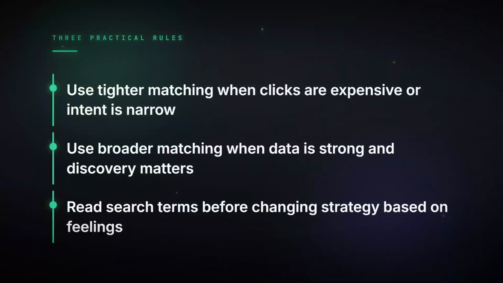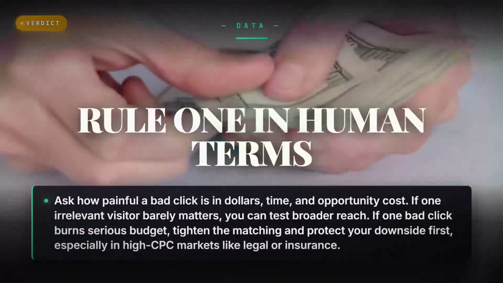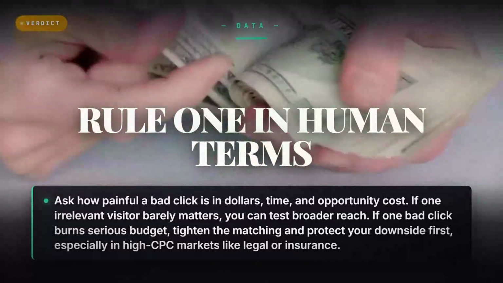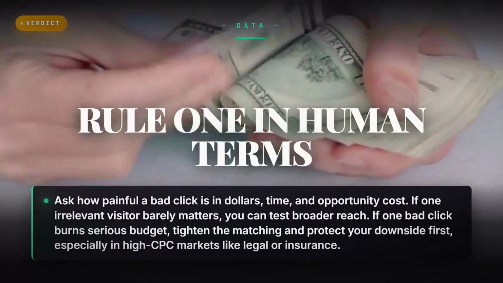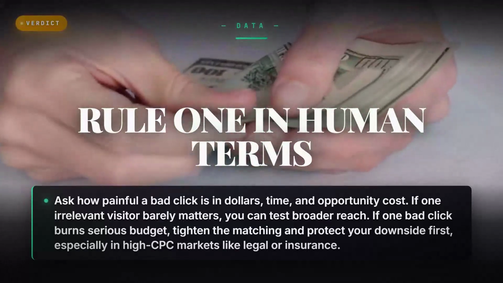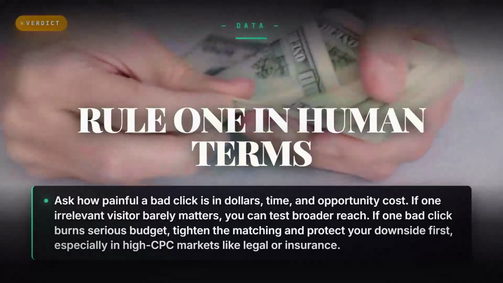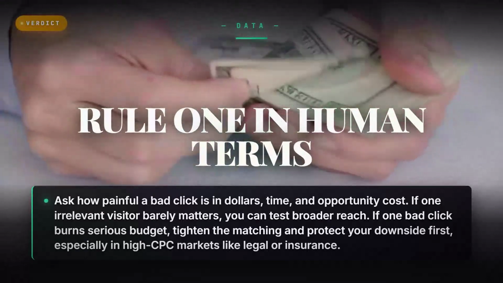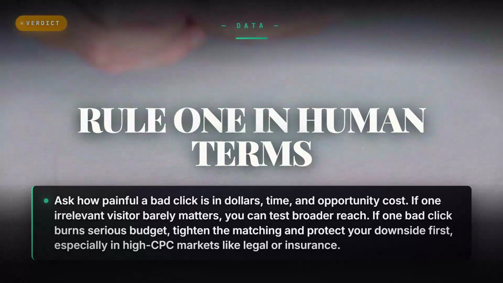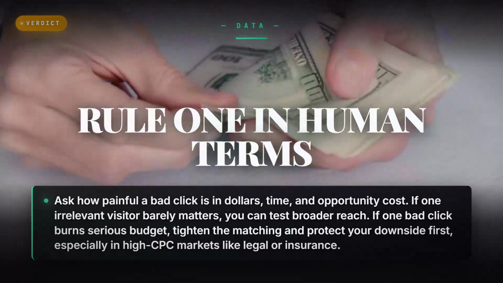If you remember only 3 things, make them these and ignore most shallow match type debates. They cut through most match type confusion faster than memorizing platform definitions, because they focus on economics, data quality, and evidence instead of labels alone. Ask how painful a bad click is in dollars, time, and opportunity cost. If one irrelevant visitor barely matters, you can test broader reach. If one bad click burns serious budget, tighten the matching and protect your downside first, especially in high CPC markets like legal or insurance.